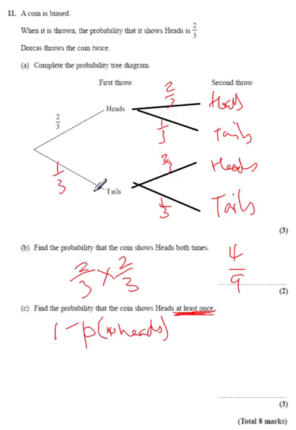So the probability that you get no heads is going to be both tails, which is 1/3 times 1/3. So it's going to be 1 minus 1/3 times 1/3, which is 1 minus 1/9. The answer is 8/9.